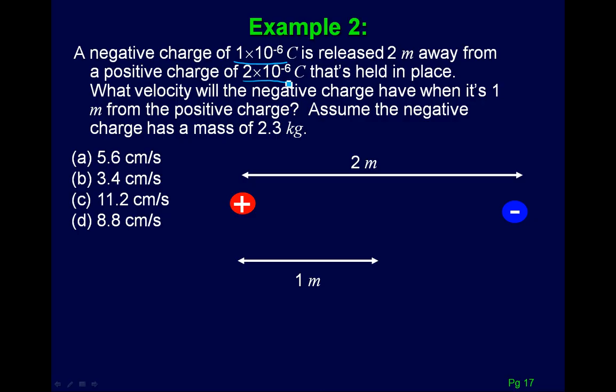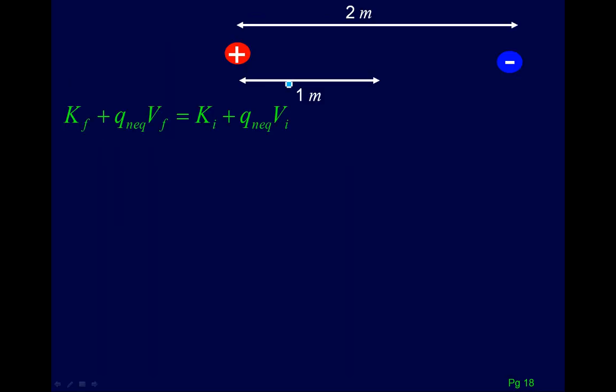And we want to know what happens to this as it travels from 2 meters away to 1 meter away. Now again, to do this with forces is very tricky, but to do this with energy, it's not so bad. When I do this, this is again an old test question, I got 8.8 centimeters per second. And so let's look at this here. It's the same idea.